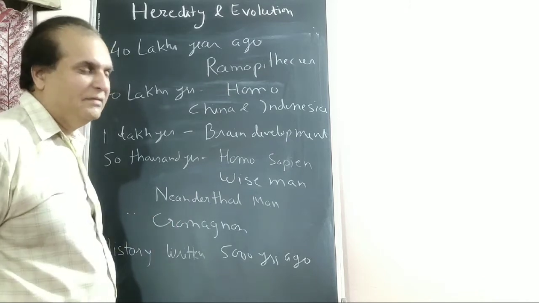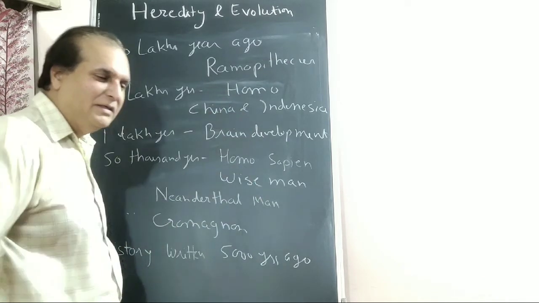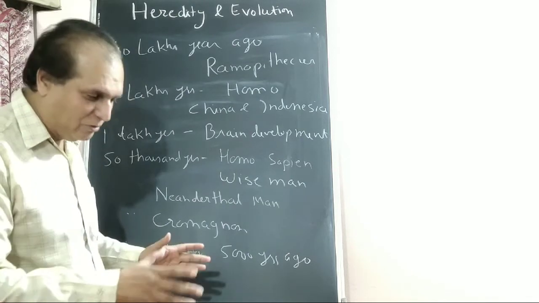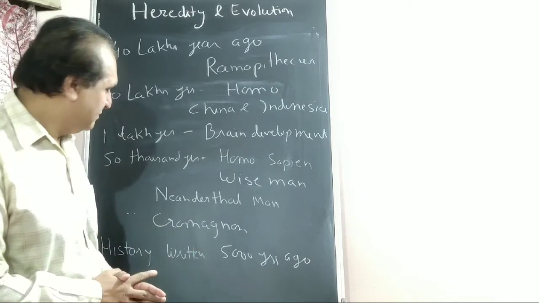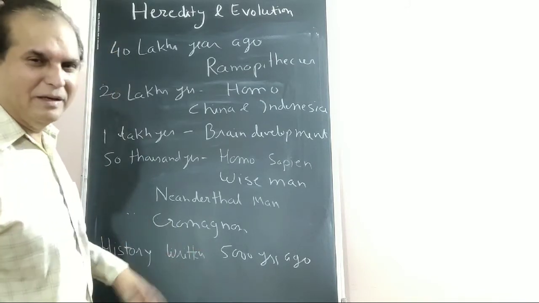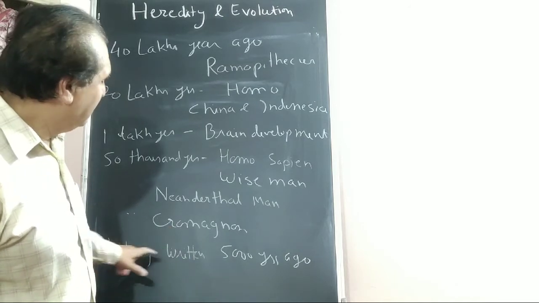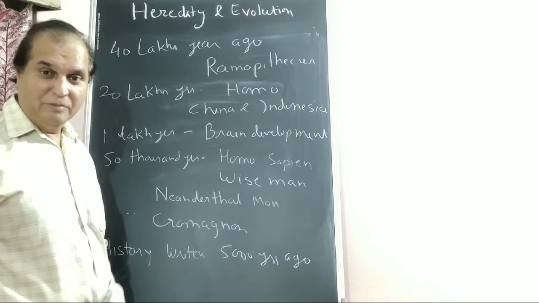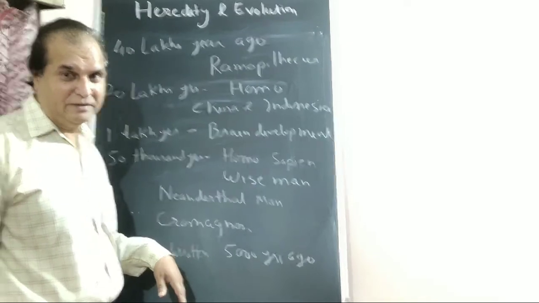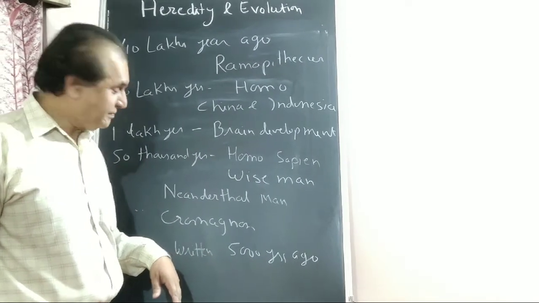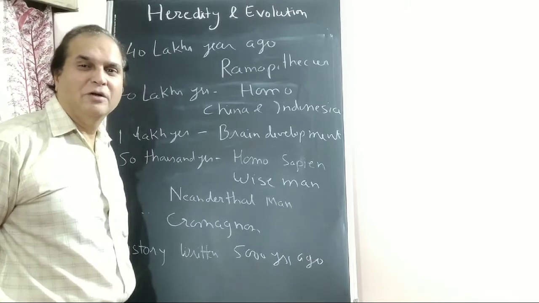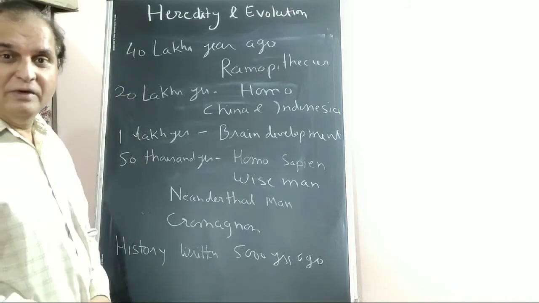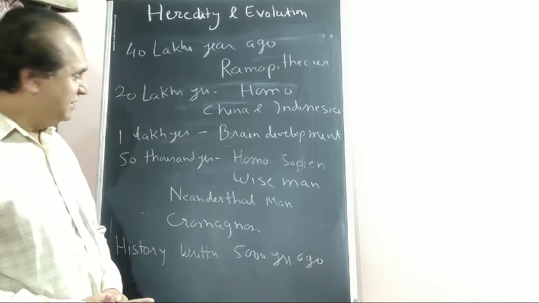This Neanderthal man, named after Neanderthal city in Germany, where the fossil was found and we studied that fossil. Then Cro-Magnon man developed, and from the last 5,000 years we started writing history. Before that is the prehistoric period. Understanding? This was the evolution of man, human, from evidences. We have written that. Okay?